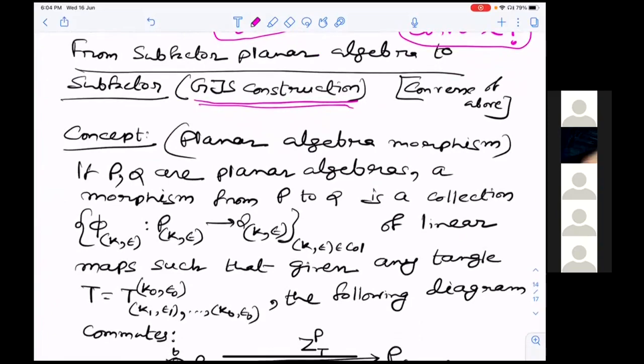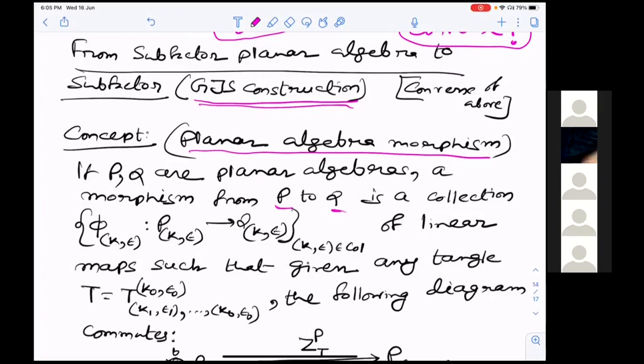For that, we need the concept called morphism. Whenever we define some algebra, we have to define a morphism. So suppose P and Q are planar algebras, then a morphism from P to Q. Remember, P and Q being planar algebras means for P there is a chain of vector spaces, and for Q we also have a chain of vector spaces. Let me focus only on subfactor planar algebra, otherwise the inclusion will not be injective.